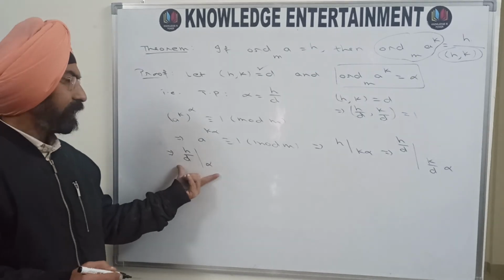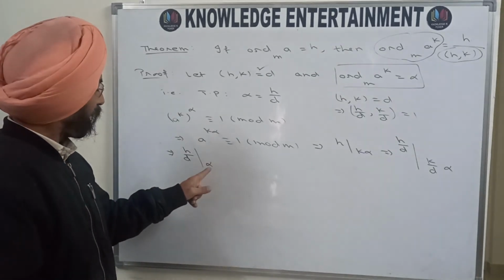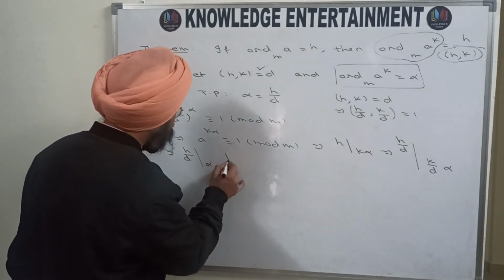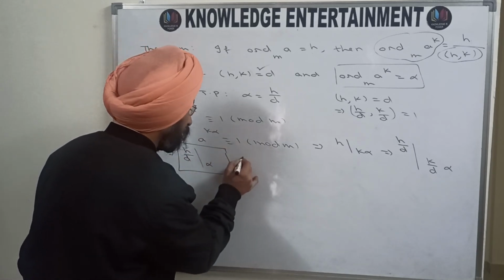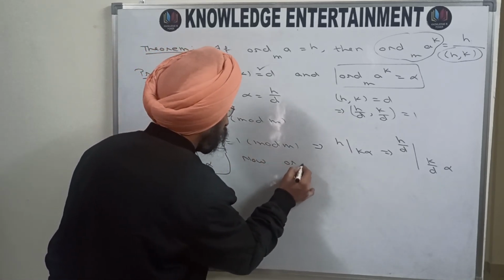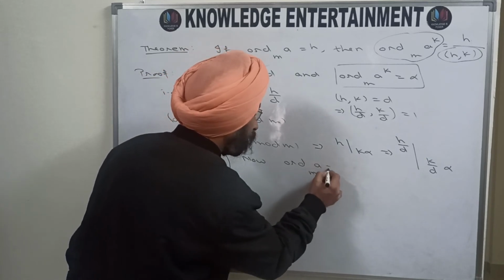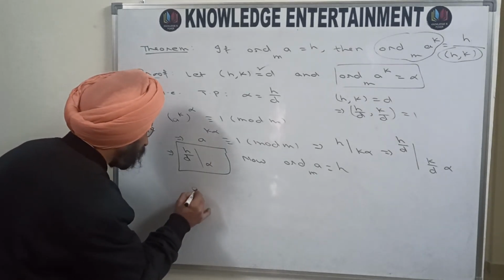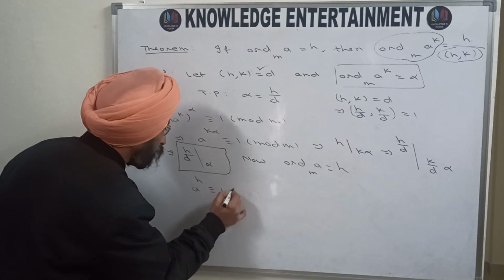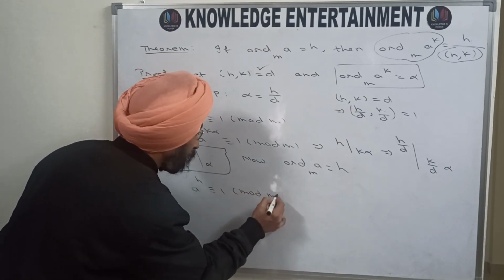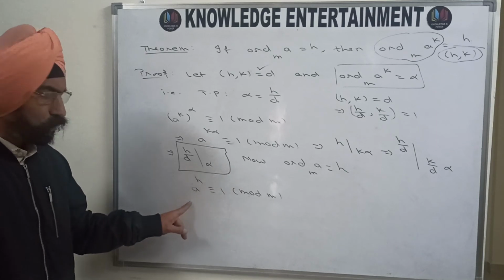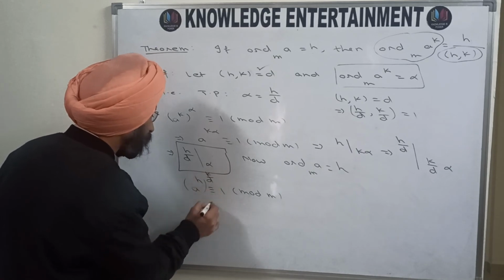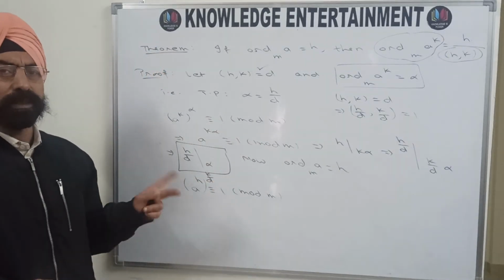Keeping this result here, we'll prove the other way. We will also prove that alpha also divides H by D. Now order of A modulo m is H. That means H is the smallest positive integer such that A raised to the power H is congruent to 1 modulo m. Raise both sides to the power k by d. A power h power k by d. 1 raised to the power anything will remain same.